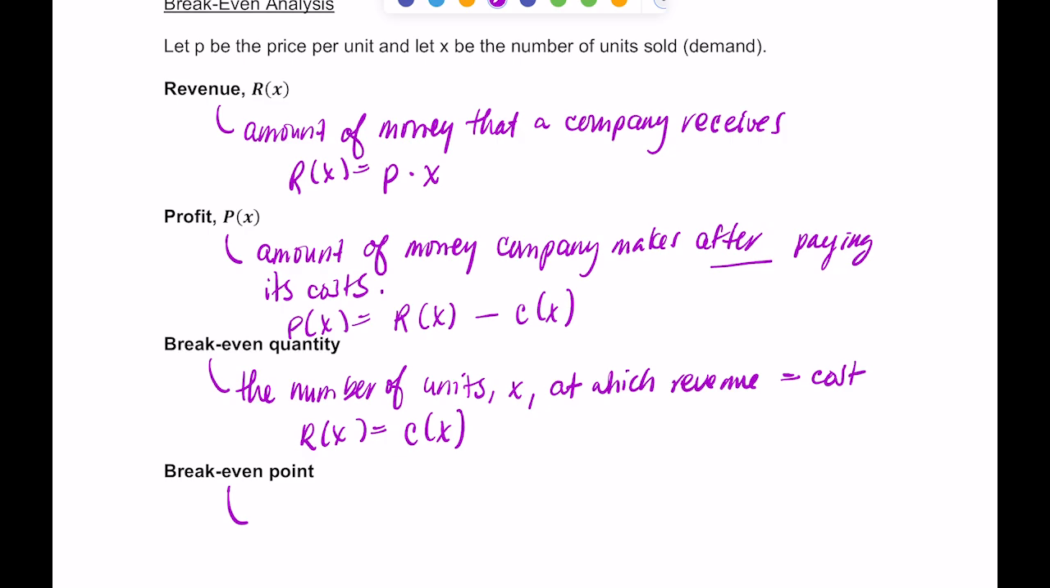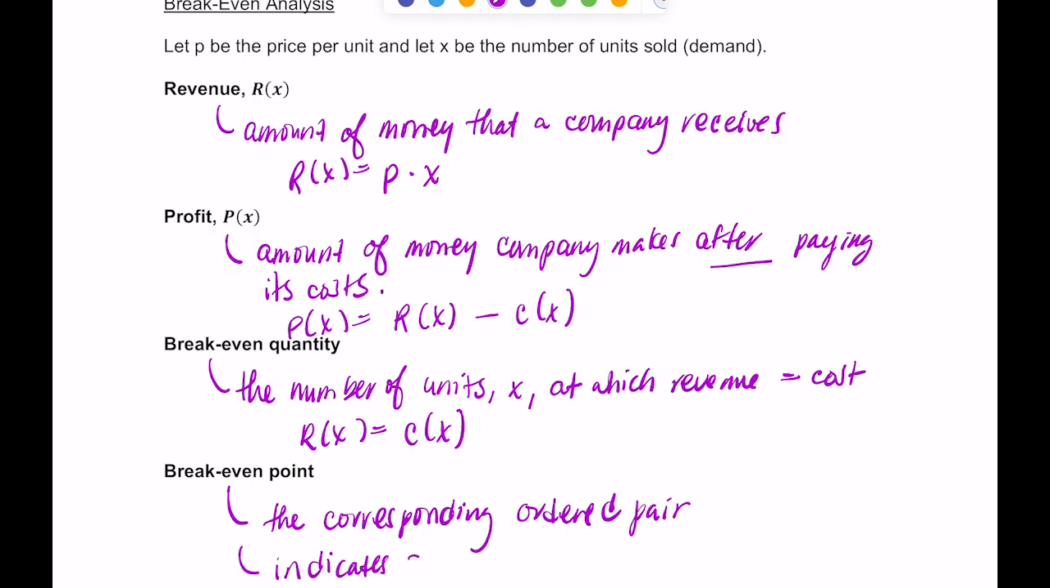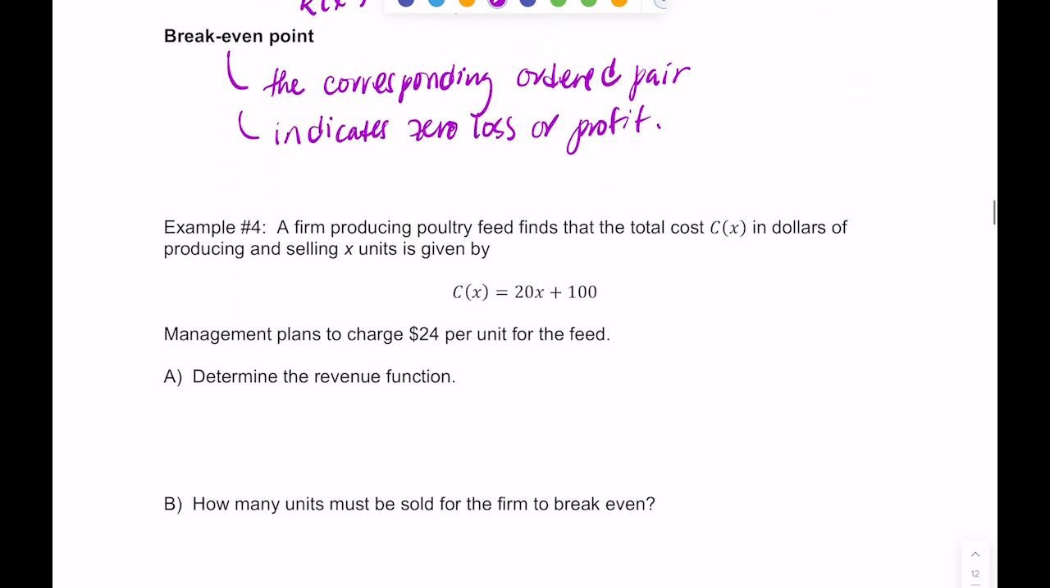And then the break-even point is just the corresponding ordered pair. So it's like the break-even point or the equilibrium point, and it indicates the point of 0 loss or profit. Okay, you can pause the video and then we'll work this out together.